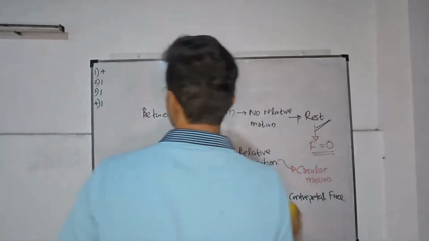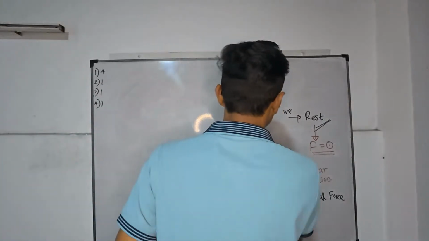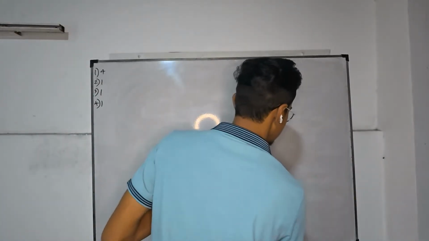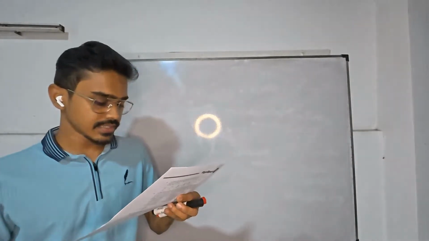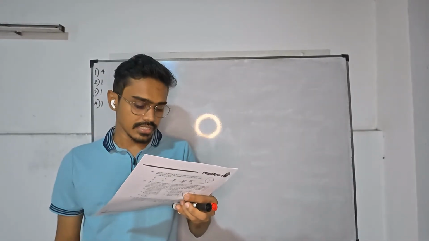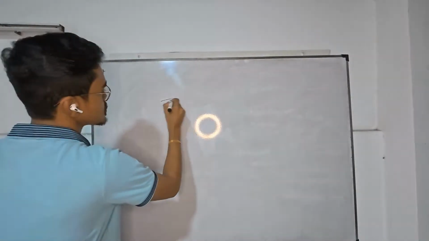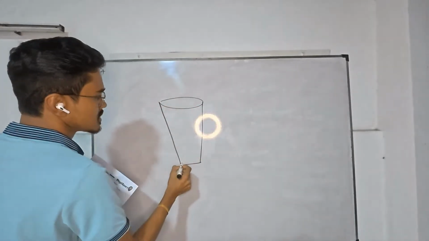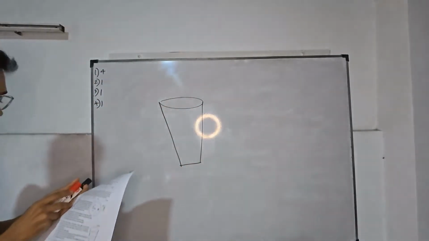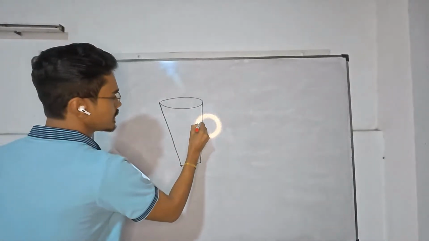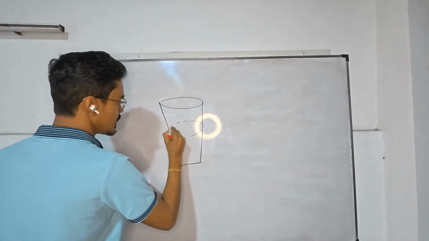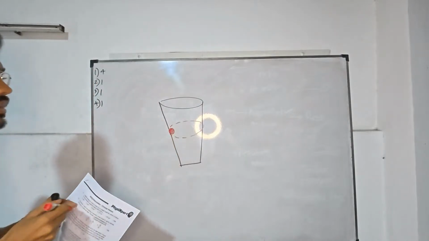Question 5. An object moves along a horizontal circular path on the inner surface of a smooth conical shaped vessel, as shown in the figure. The forces acting on the object as observed by a stationary observer are? So this is the motion, a conical shaped vessel, and the object is somewhere here, on the wall.